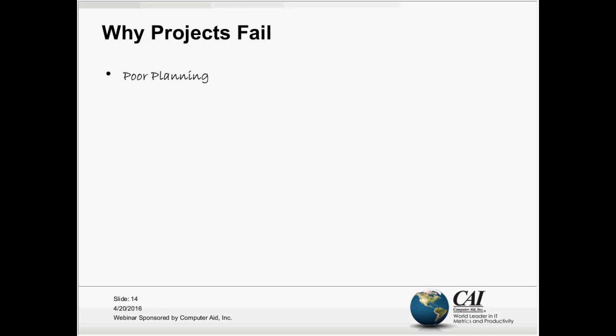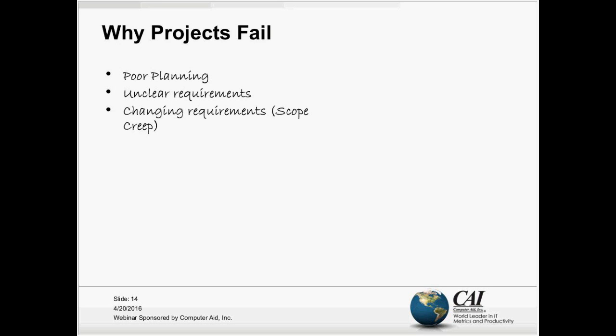Unclear requirements, changing requirements, so scope creep. I'm sure that shows up in many people's projects. Scope creep, and if we haven't clearly defined those requirements up front and gotten agreement on it, it's very difficult to be able to manage the scope.